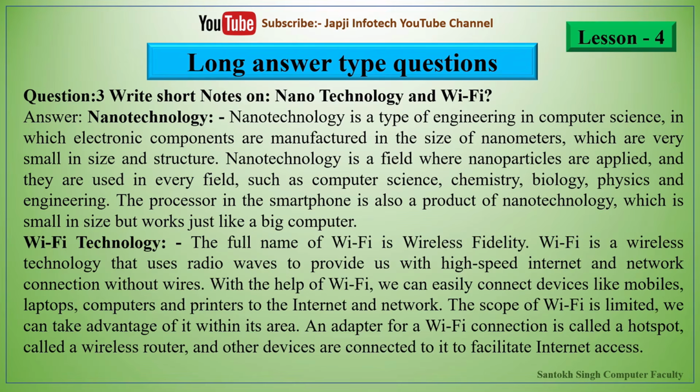The second one is Wi-Fi technology. The full name of Wi-Fi is wireless fidelity. Wi-Fi is a wireless technology that uses radio waves to provide us with high-speed internet and network connection without wires. With the help of Wi-Fi, we can easily connect devices like mobiles, laptops, computers, and printers to the internet and network. The scope of Wi-Fi is limited. We can take advantage of it within its area. An adapter for a Wi-Fi connection is called a hotspot, also called a wireless router, and other devices are connected to it to facilitate internet access.